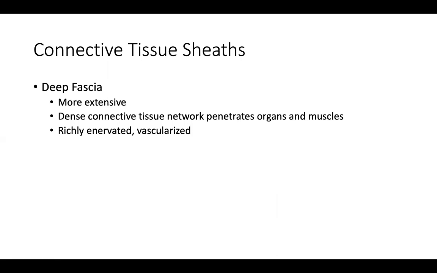So deep fascia is a little more extensive, and what it's doing is, as opposed to just lining and covering the muscle fibers, it's going to penetrate into the organs and the muscles. Deep fascia would be like, you know how the bicep has 2 heads, right? Those 2 heads are separated by fascial tissue deep in between them that allows them to be side by side but be separate muscles. Fascia itself is richly innervated, meaning it has nerve supply, and vascularized, meaning blood supply as well.